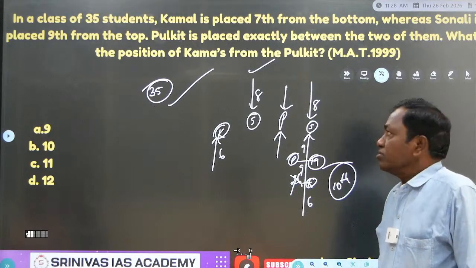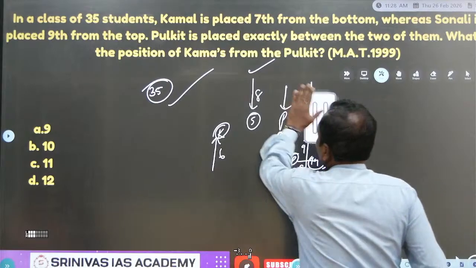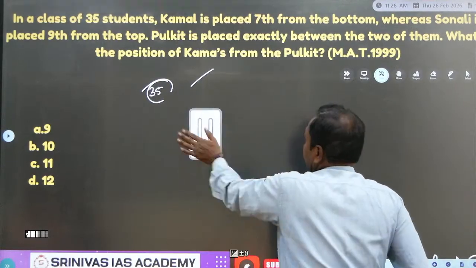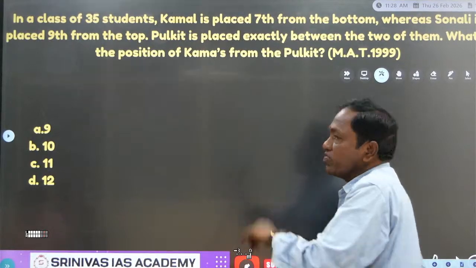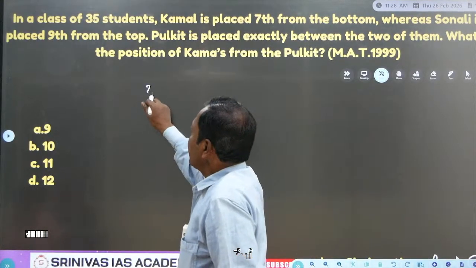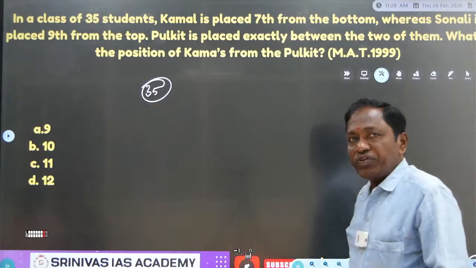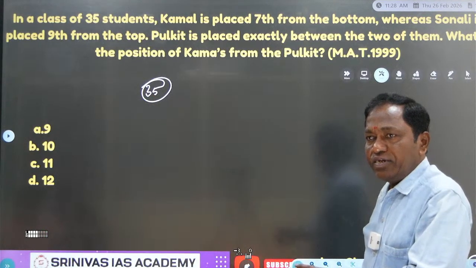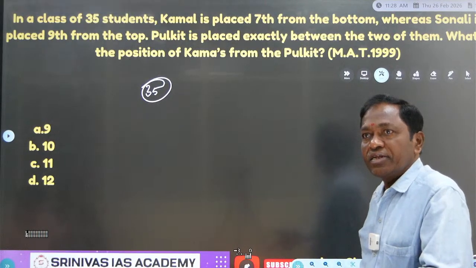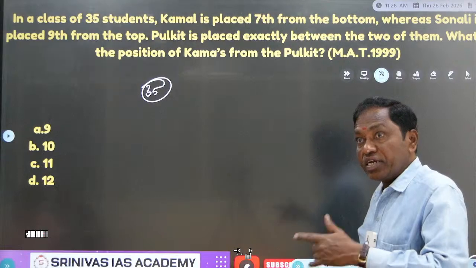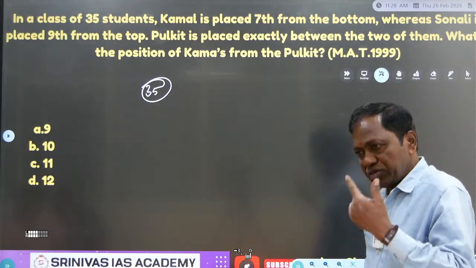So can you explain? Now you have to read the question properly. In a class of 35 students, you take 35 like this here. It means if you write the information properly like that, you can download the information, you need not read the question again and again. If you are reading the question again and again, it means you are bound to lose that. Better you drop that question.